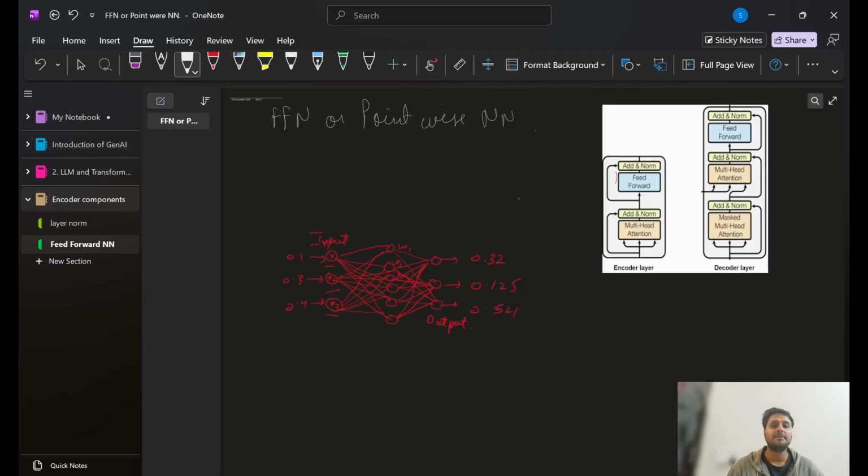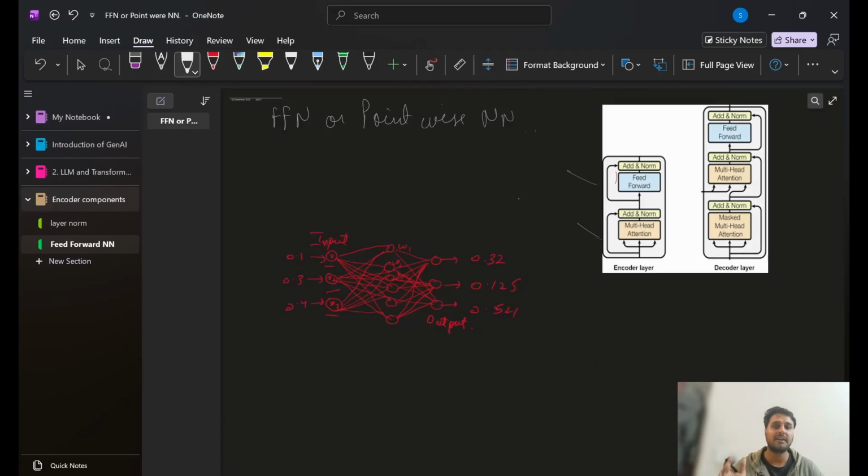So, what is a feed-forward neural network? Inside every transformer layer, whether it is an encoder block or a decoder block, there are two main components. As you can see on my screen, the first one is multi-head self-attention and the second one is the feed-forward neural network. So FFN is a simple neural network that processes each token independently.